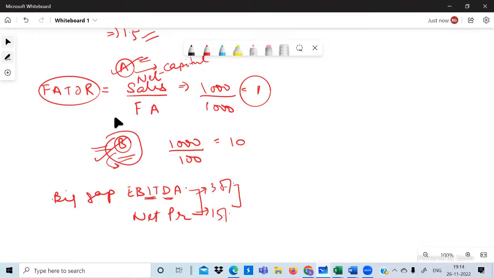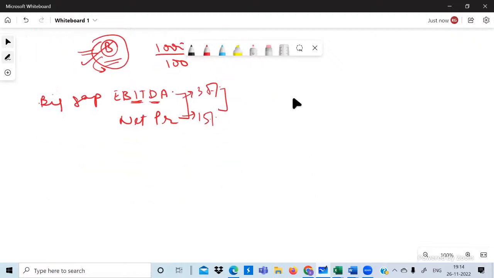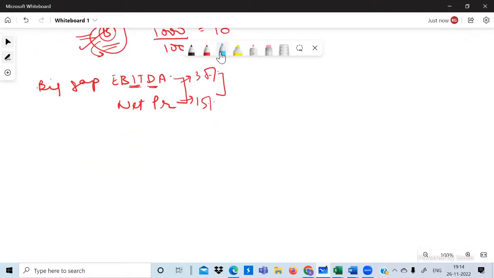Any other questions on the fixed asset turnover ratio before we look at the total asset turnover ratio, which is an extension of your fixed asset turnover ratio? Okay, what is EBITDA? Anyone from the batch who would like to say what is EBITDA? There's a question, what is EBITDA? Okay, fine, let's look at it.